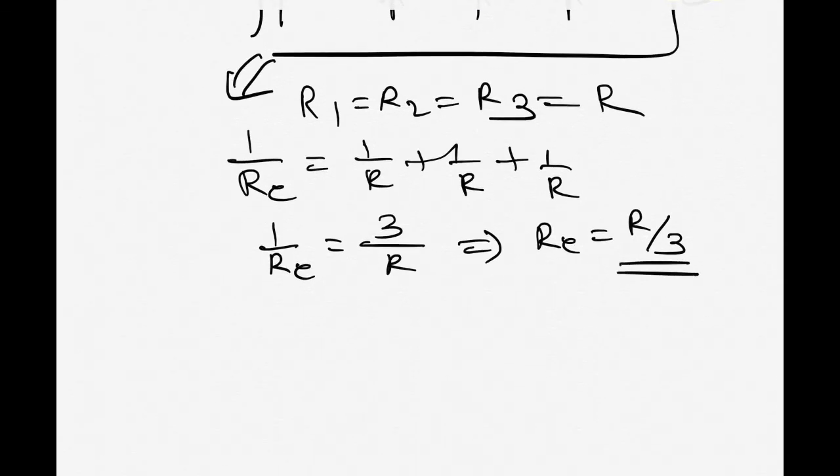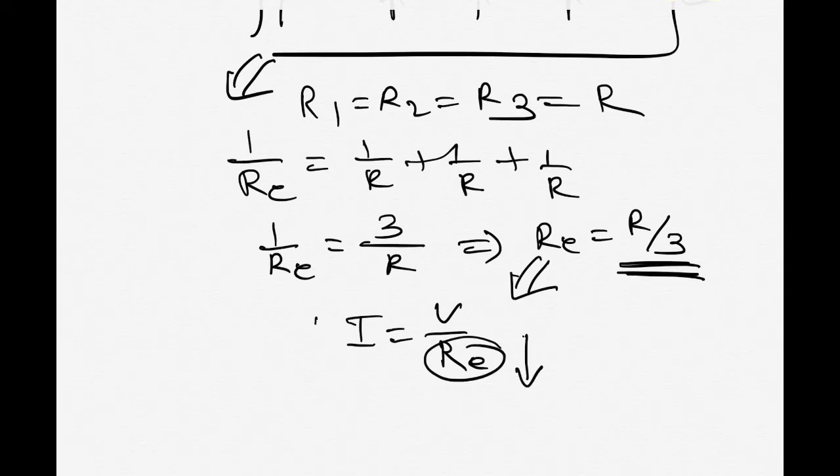If you realize, when I am adding resistors in parallel, the equivalent resistance keeps on decreasing. So this type of combination is generally used where you want to increase the current in the circuit, because you are reducing the resistance. The current will increase as per Ohm's law, because current is nothing but V upon Re. So whenever you want to increase the current in the circuit, you need to add a resistor in parallel to the existing resistors.